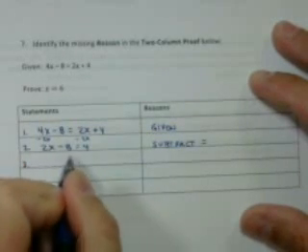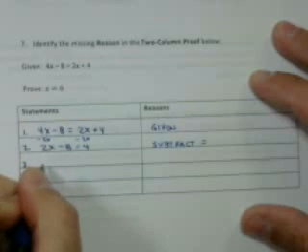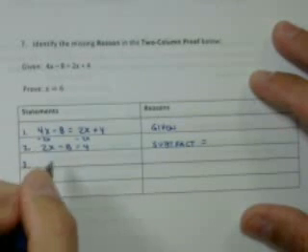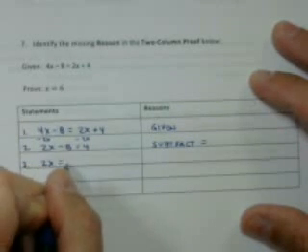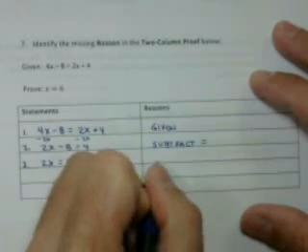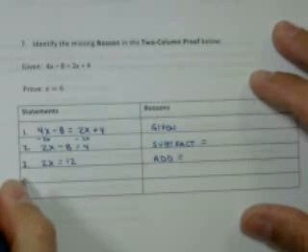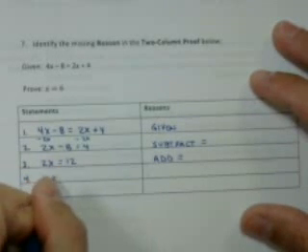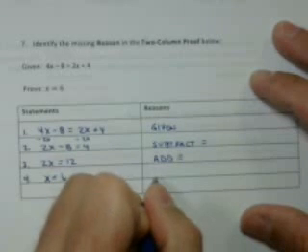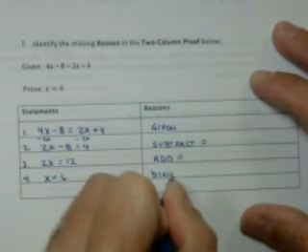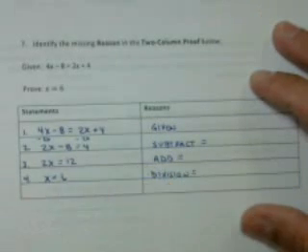And then I think you can see step 3, we're going to add 8 to both sides. So when we add 8 to both sides, we're going to get 2x equals 12. And we got that by adding, so that's the addition property of equality. And then step 4, we're going to divide both sides by 2 to get x equals 6. And that was accomplished by the division property of equality.